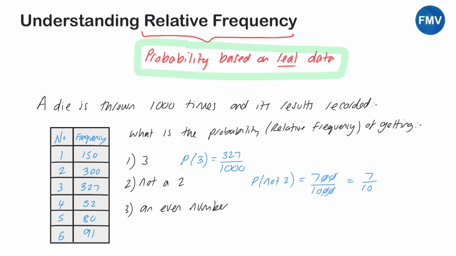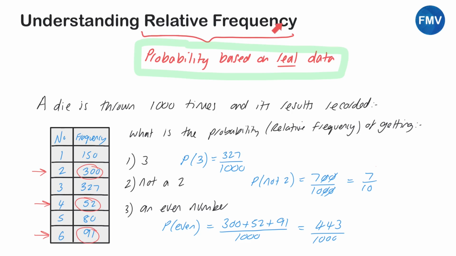And the chance of getting an even number. So let's have a look at this. Well, we have got 2 occurring 300 times. We have got 4 occurring 52 times. And we have got 6 occurring 91 times. So chance of getting an even number is 300 plus 52 plus 91, divided by the total number of outcomes. So we just add those together, and that is 443 over 1,000. So just to quickly recap on this, relative frequency is just probability based upon real data.